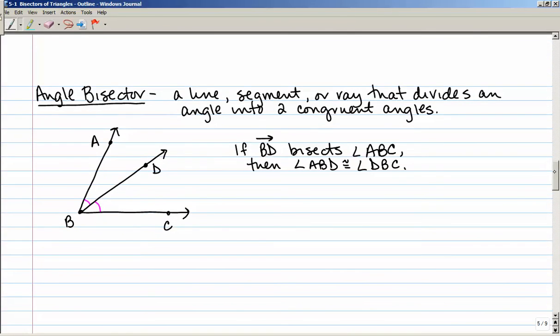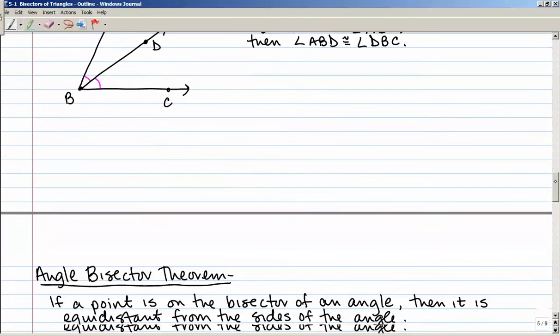An angle bisector, we've actually talked about these before. An angle bisector is a line, a segment, or a ray that divides an angle into two congruent angles. So if ray BD bisects big angle ABC, then angle ABD is congruent to angle DBC, denoted by the little pink arcs in the angles right there.